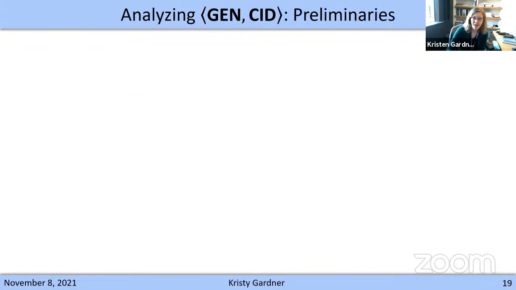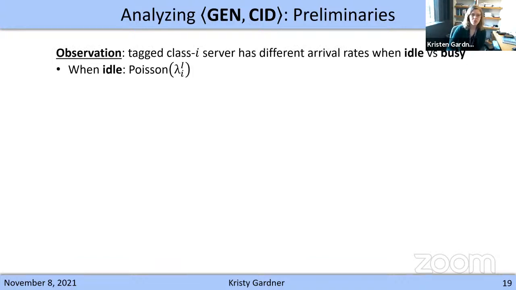All right, so I think we're now ready to jump into our analysis. And I'm going to start with a few preliminary observations. The first observation says that a tagged class I server has a different arrival rate when it's idle and when it's busy. And that's because we're using a CID assignment rule, and so we're allowed to make decisions based on whether this server is idle or busy.